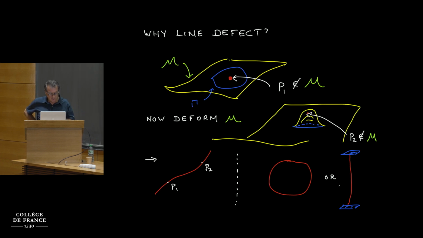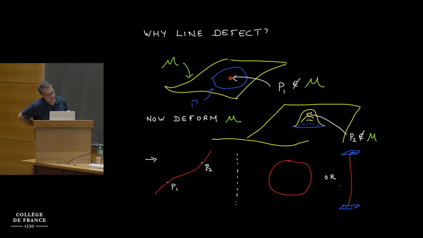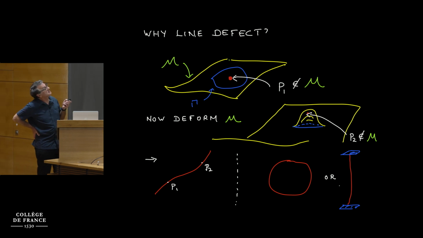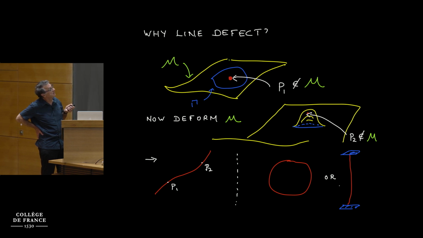Here's the explanation of why line defects exist that I already gave you. Here's the loop. Here's the obstruction of shrinking it down to 0 if pi1 is non-zero. Deform the manifold like that. Another point there, connect them up, and you get a line. That line has to be closed, otherwise you could pull the loop off the ends, or it could terminate on a boundary, and then you can't pull it off. So closed loops or lines terminating on boundaries.